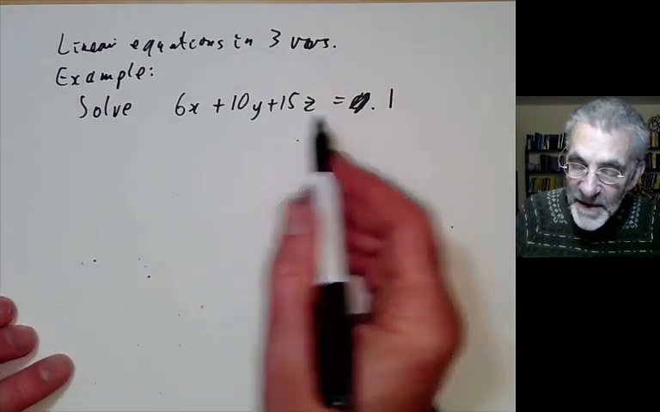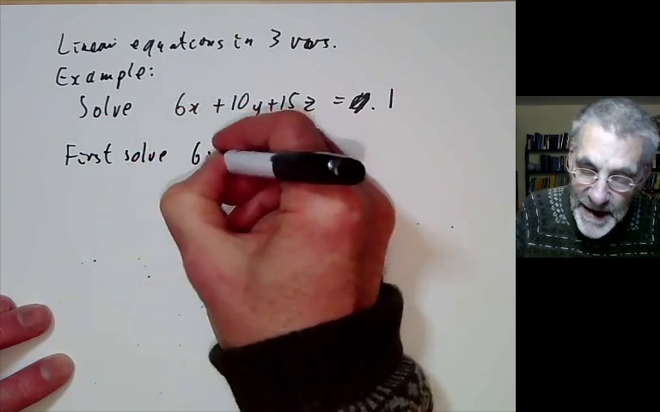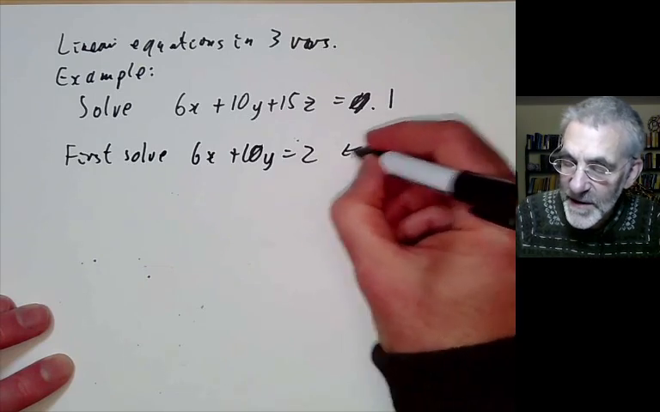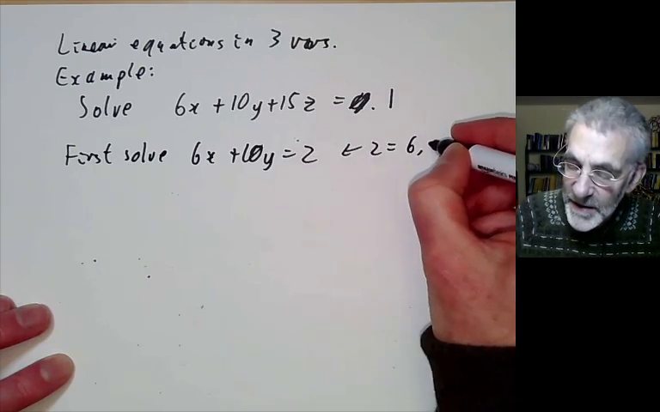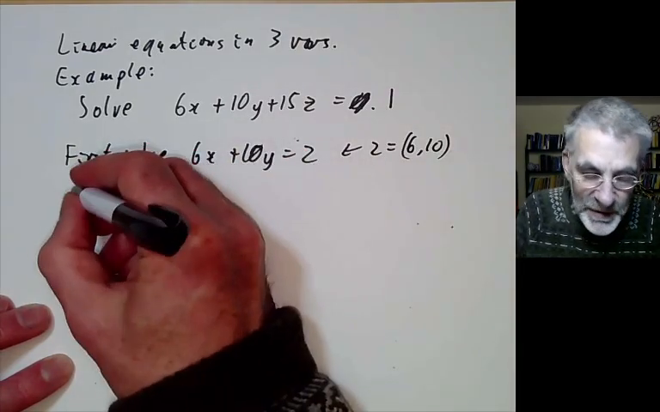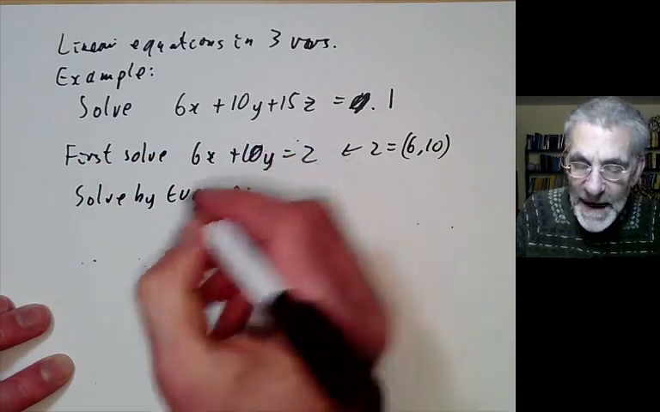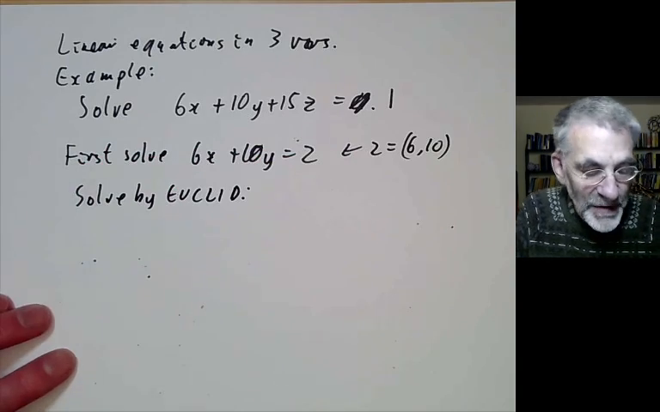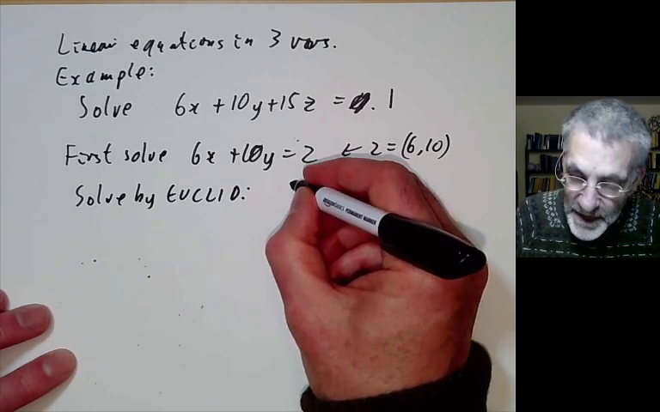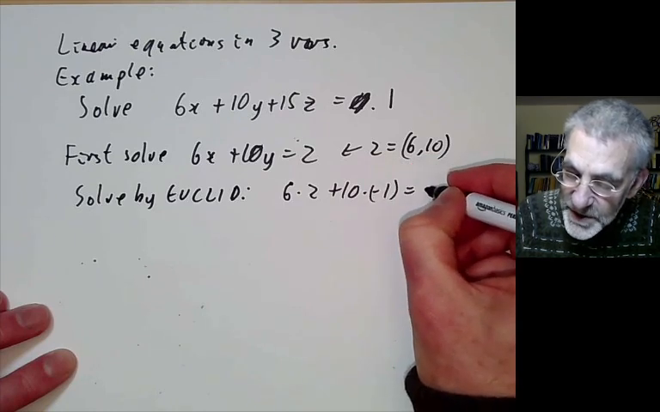And the idea is as follows. We first solve 6x plus 10y equals 2. Why 2? Obviously, because 2 is the greatest common divisor of 6 and 10. And we can solve this by Euclid. I'm not going to write this out because I've already shown you how to use Euclid's algorithm. So I'll just say, well, one solution is 6 times 2 plus 10 times minus 1 is equal to 2.